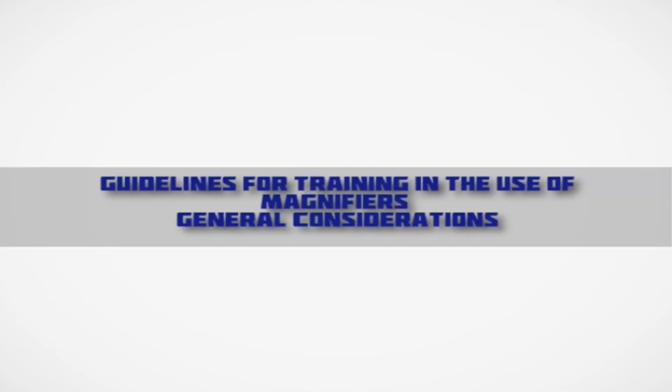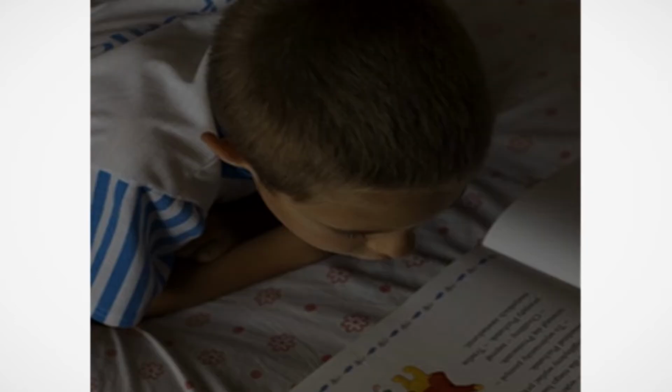Guidelines for training in the use of magnifiers. General considerations: choose a place with appropriate lighting conditions. Assess if prerequisite skills are mastered, like scanning techniques for reading across and down the page. Choose interesting material. Think of postures and reading distance. A reading stand can be beneficial.